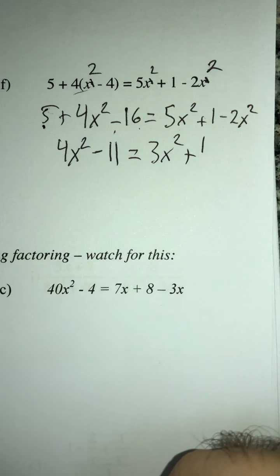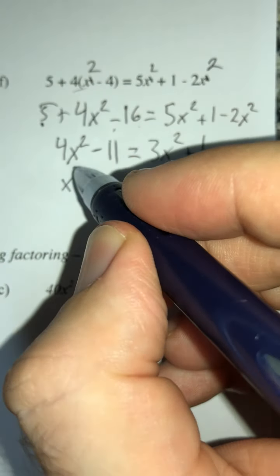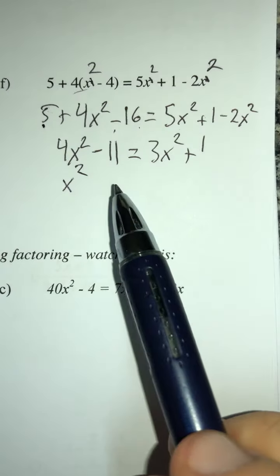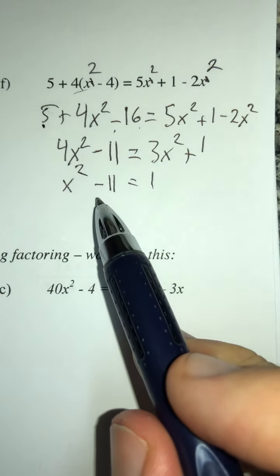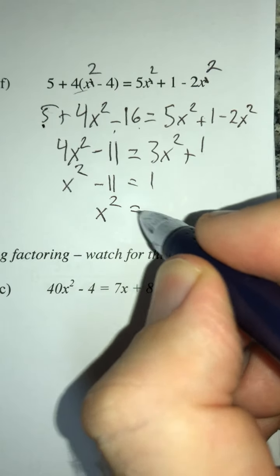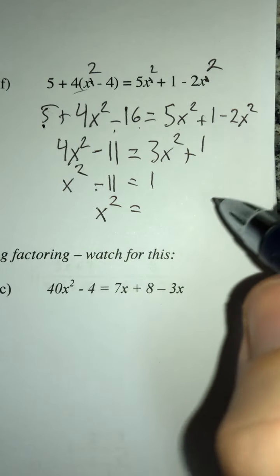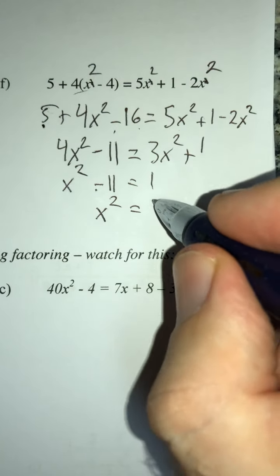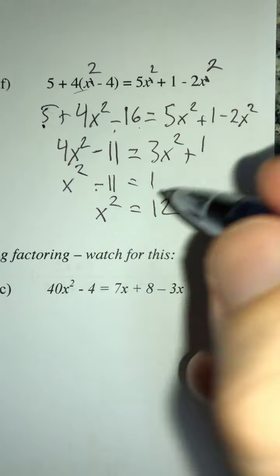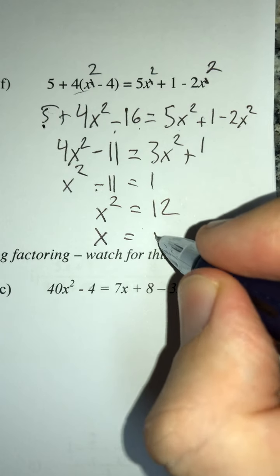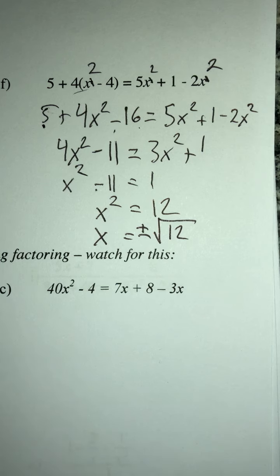Now we're in the same boat as the other question. So let's subtract 3x squared from both sides. That'll give us x squared, and I'll just write this out. Then I want to add 11, because I'm minusing 11 here. To get rid of it, I do the opposite. So I add 11, which gives me 12 on this side. And then we take the square root of this side. And don't forget the plus or minus in there. And this is your answer.